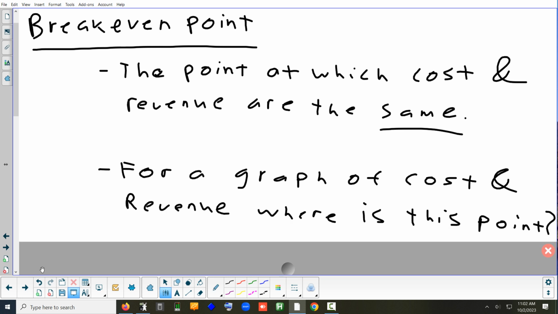So we already answered that question. If you have a graph of cost and revenue, where would it be on the graph? At the intersection. Right, it's where they intersect.